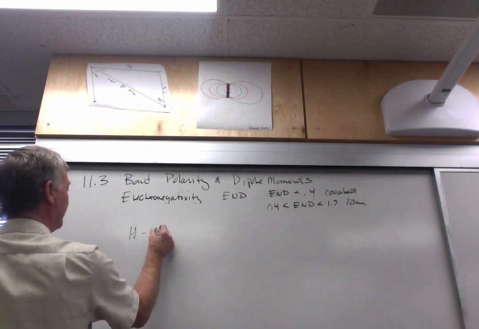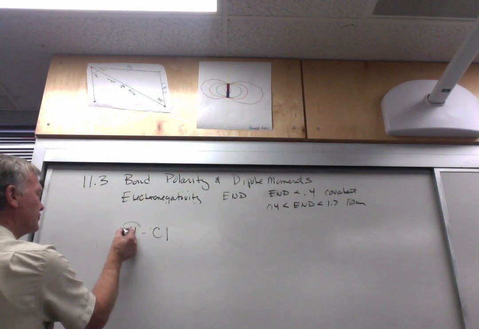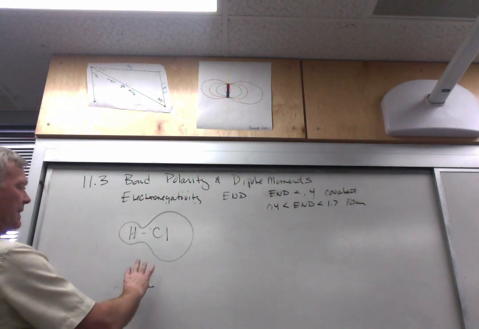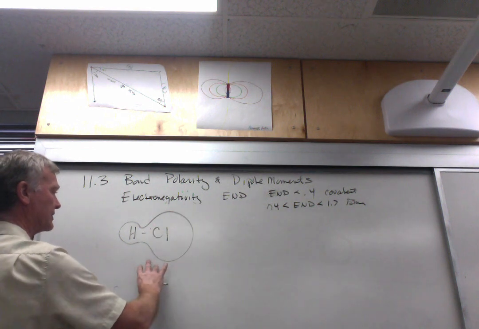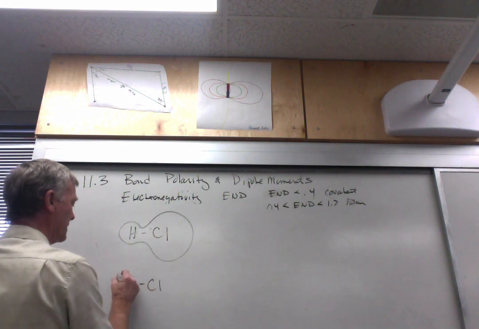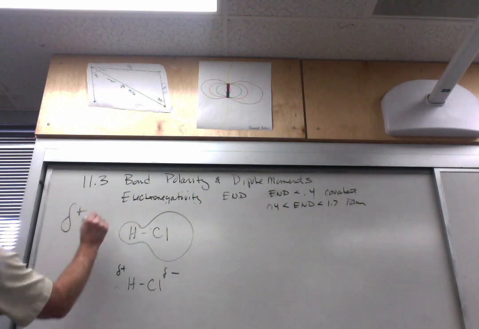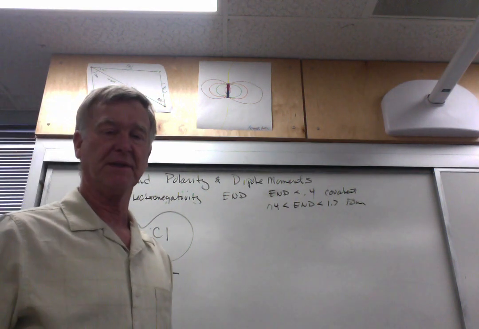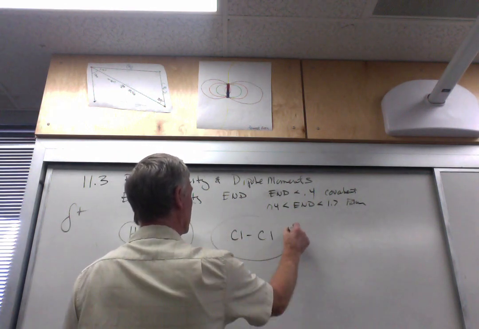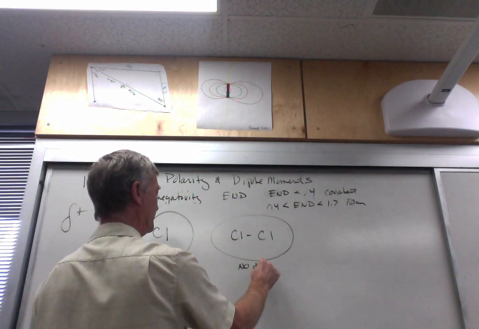I started with HCl. If I was to draw an electron cloud, we would draw it something like this. Kind of like a snowman, but the idea is where more of the cloud is, that's where it's more negative. And this would be marked this way. Partially positive, partially negative. That little symbol there means partial. Partial positive, partial negative. If I had the chlorine to chlorine, we would draw our cloud that way. It's a symmetrical cloud. No dipole moment.